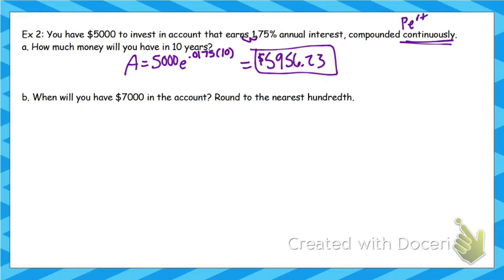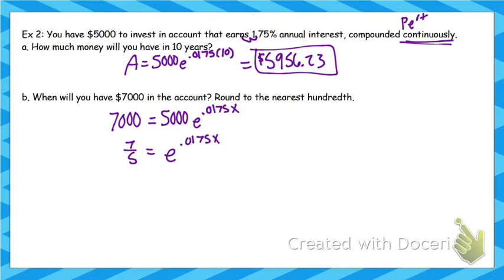All right, now, when will you have 7,000? So this time the 7,000 is the amount, 5,000 is the start, the rate is the same, but we don't know time. That's my x. So again, we're going to have to solve this the way that we have solved these questions algebraically. So get the exponent and the base by itself. So divide by 5,000.